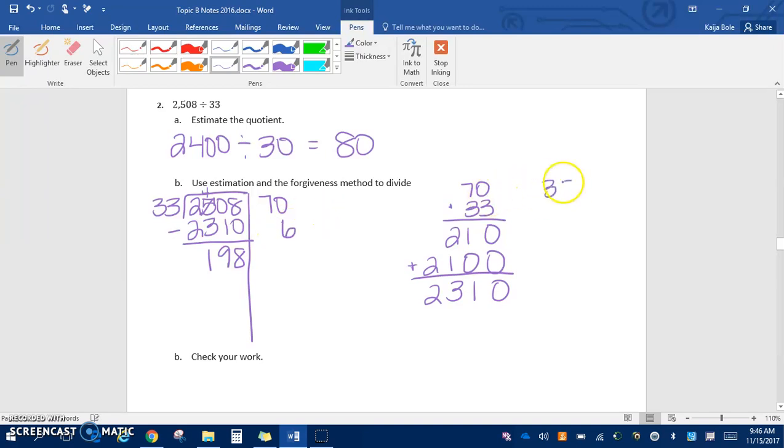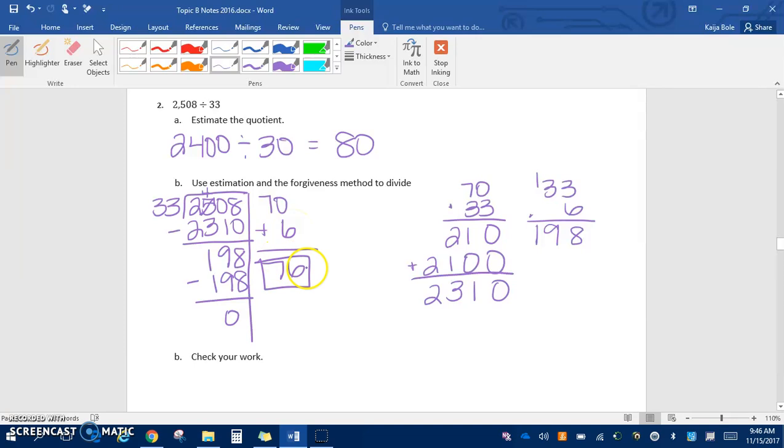So 33 times 6. 6 times 3 is 18. Carry the 1. 6 times 3 is 18, plus 1 is 19. And look, there we go. It is 198. So we subtract 198. And we get 0. So when we add these over here, we see that our final answer is 76.